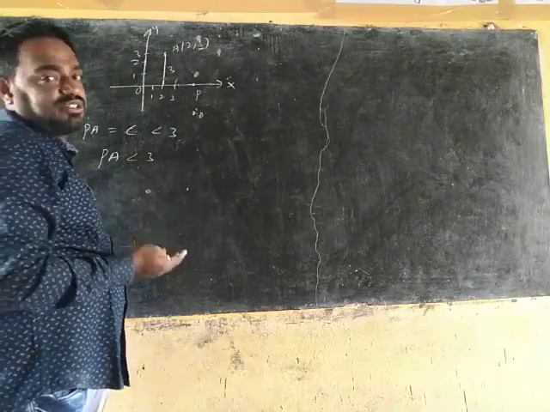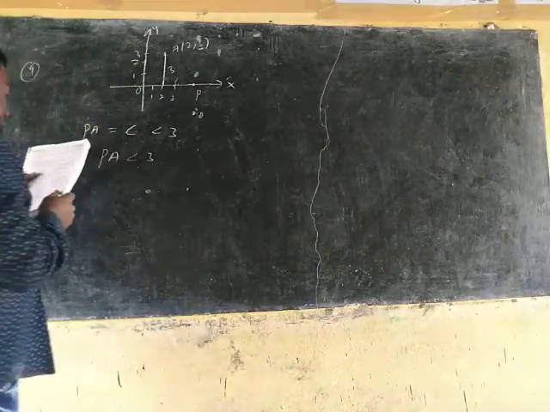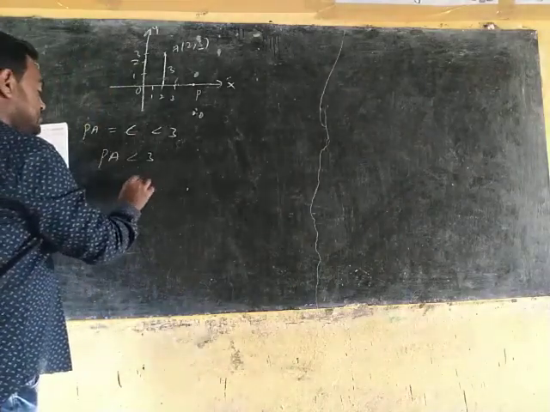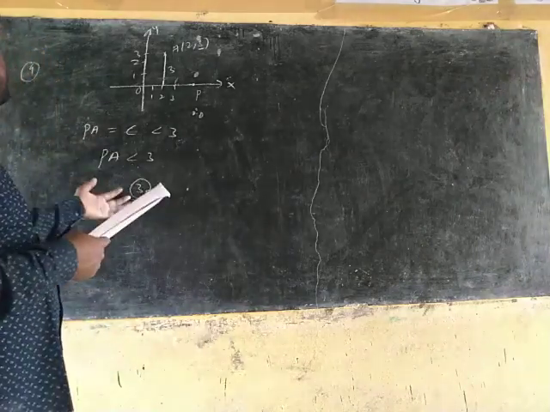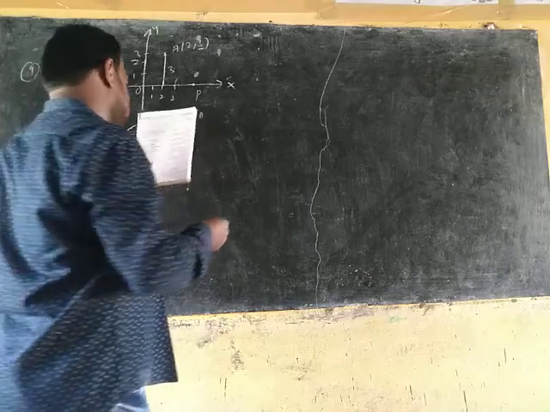So it is not possible on the x-axis. So what is the answer? 0. So option 3, 0. How many points? 0 points. There are no points. So 0. Option 3 is the right answer for this question.